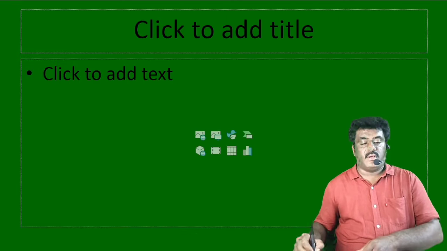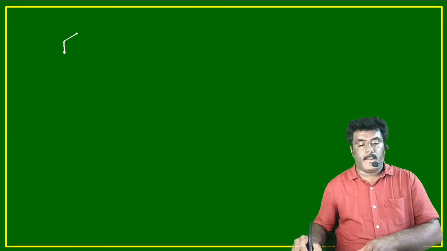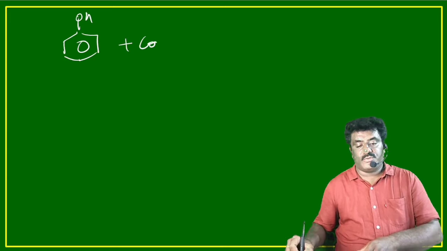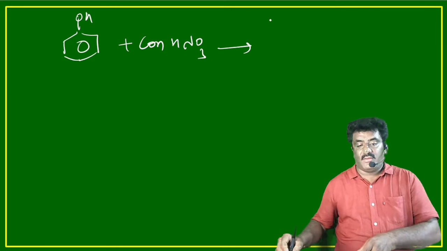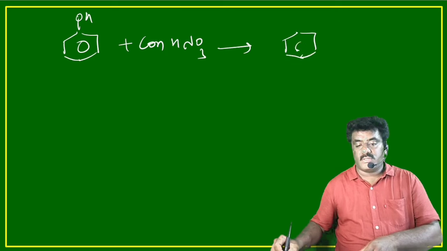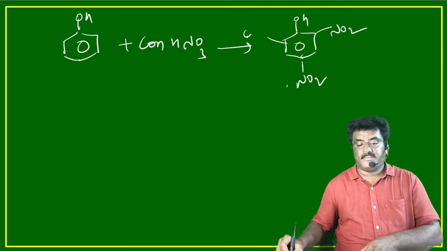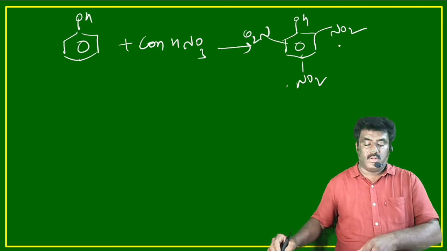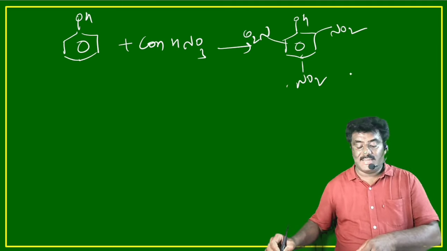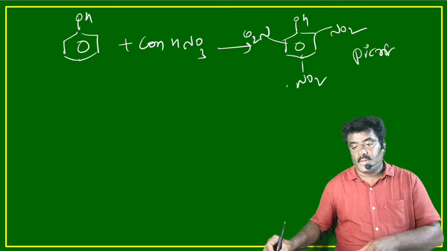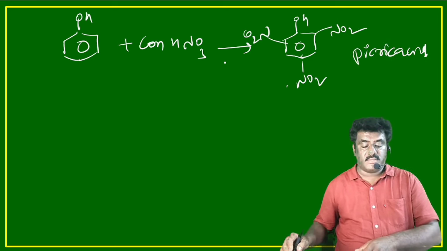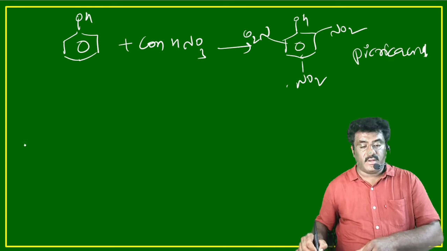If phenol reacts with concentrated HNO3, what is formed? It forms 2, 4, 6 trinitrophenol. It is picric acid.